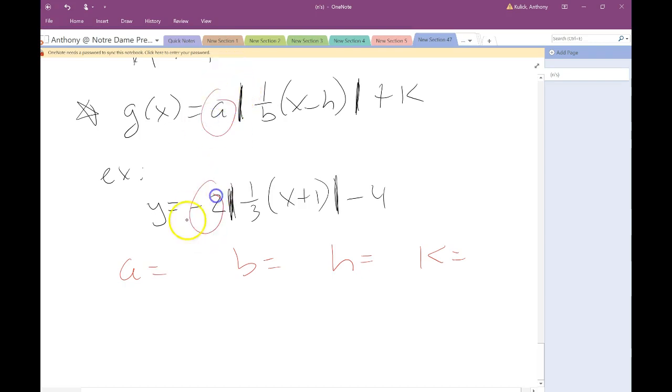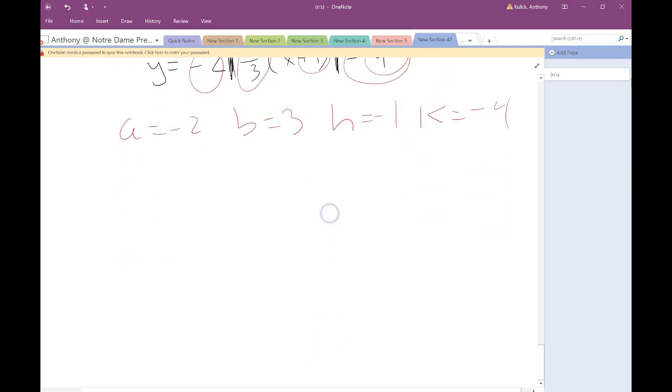So my a value, well, that's -2. My b value, notice it's 1 over b here, so this number, I need to take the reciprocal. And then my h value, notice there's a negative sign in the formula, so when I look here, I want the opposite of it, the negative of it. And then my k value is here, so oops, I have -4. Okay so far?